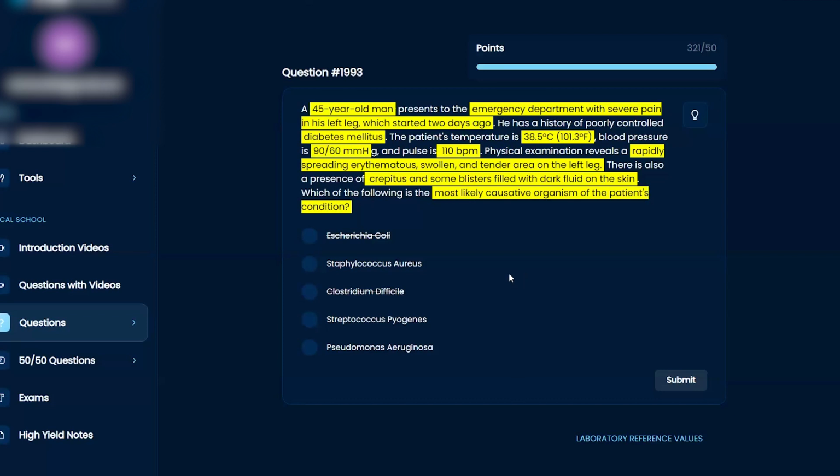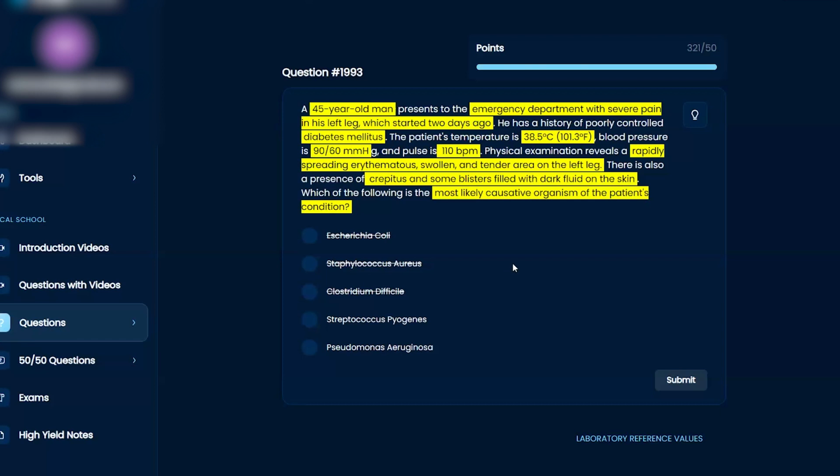Before, we talked about Staph aureus causing cellulitis, but I wouldn't necessarily associate that with necrotizing fasciitis, right? So, Strep pyogenes or Pseudomonas. Let's see. He has poorly controlled diabetes mellitus as well. Strep pyogenes, can it cause necrotizing fasciitis? Yeah.